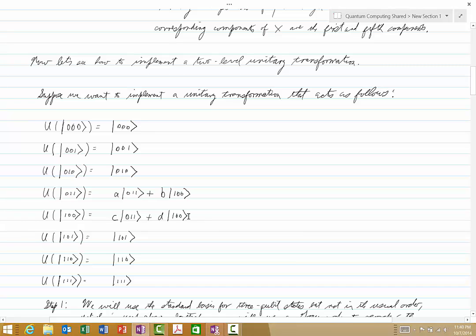Now this is a two-level unitary transformation, and we want to figure out a circuit that will implement this. In the problems for this lecture, we'll have a similar kind of situation, and you should go through the procedure that is outlined as follows.